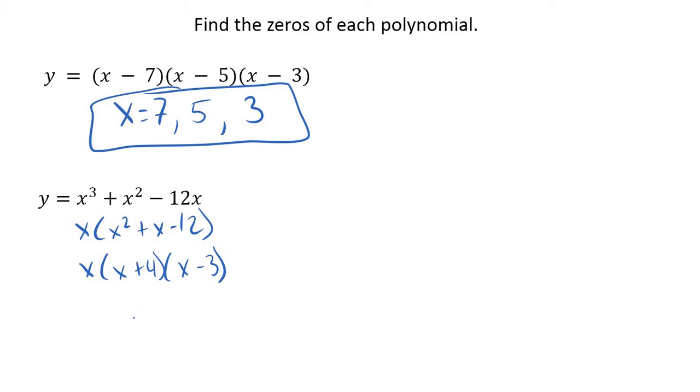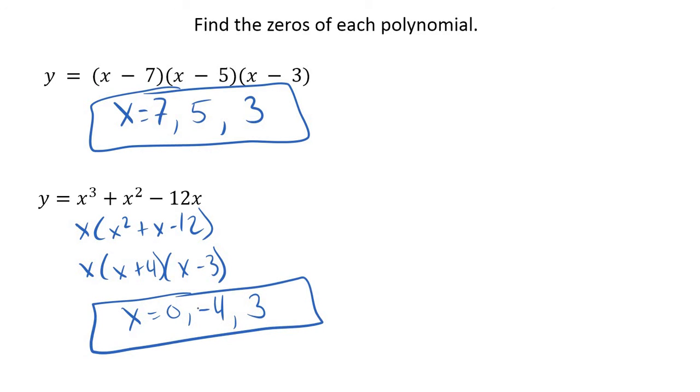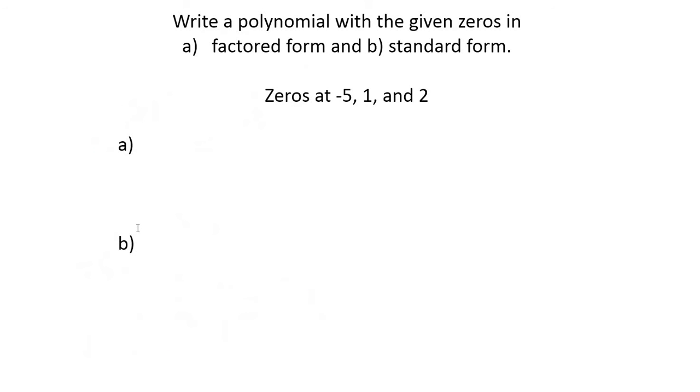It's just like this problem, right? So x could be 0 from this guy. It could be negative 4, or it could be positive 3. Hey, there you go. It's just like solving, right? It's just another way to say it. Find the zeros. How about something like this? Write a polynomial with the given zeros.